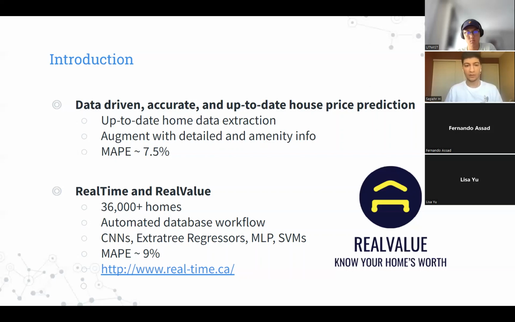So we worked a lot with CNNs, extra tree regressors, MLPs, and SVMs. But extra tree regressors was our main model, and that was the one that gave us the best performance. And we achieved a MAPE of around 9%. And that's the link to our website for anyone who's interested. Next slide, please.